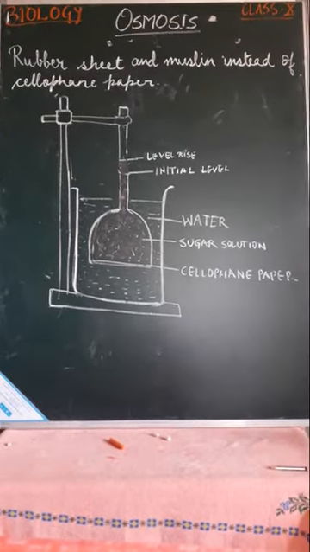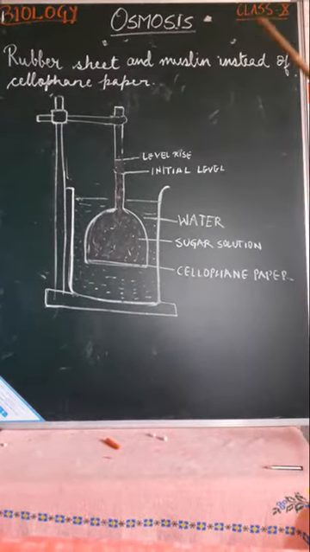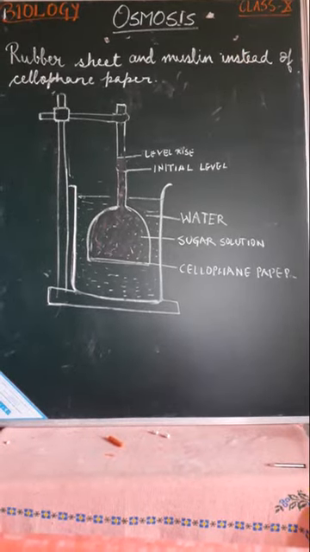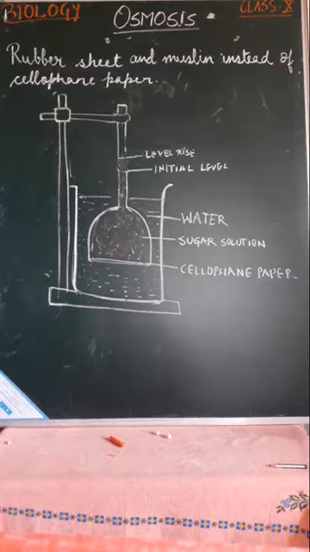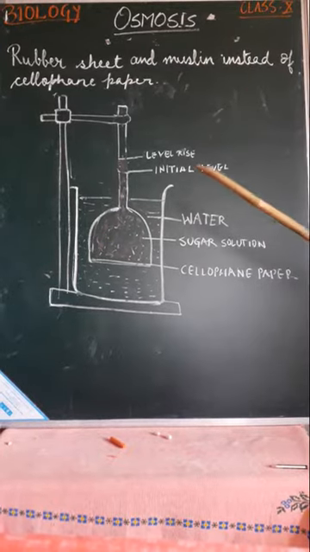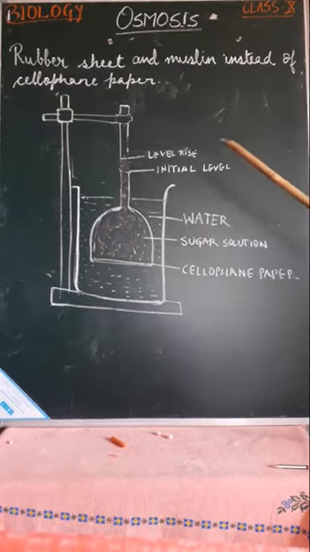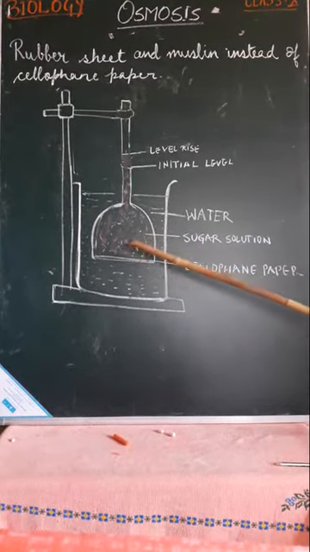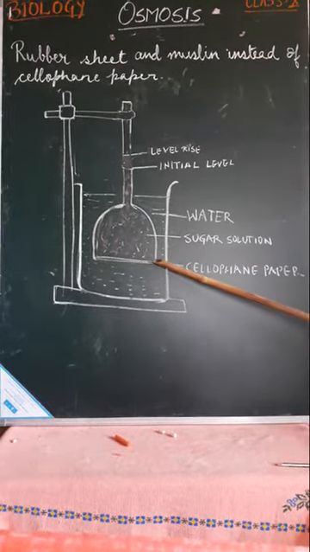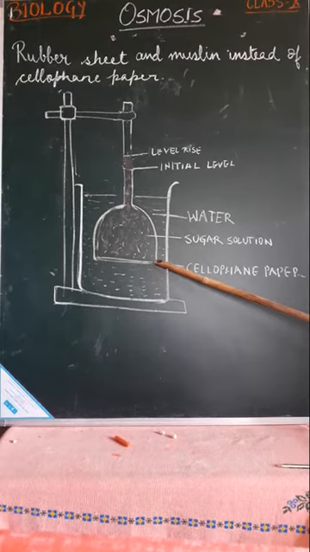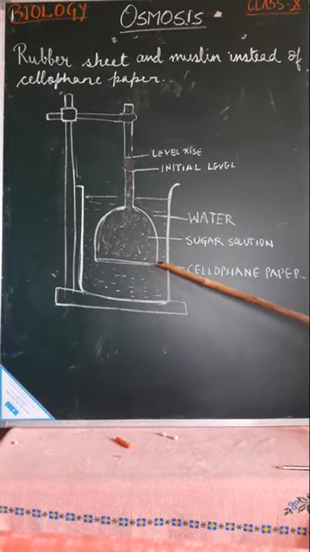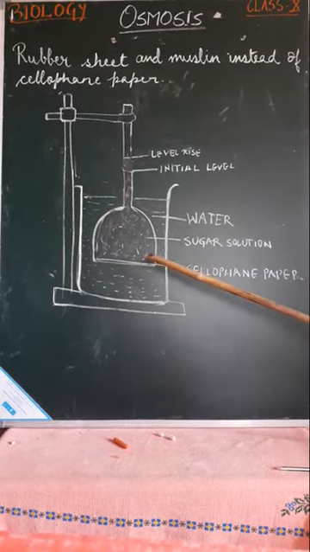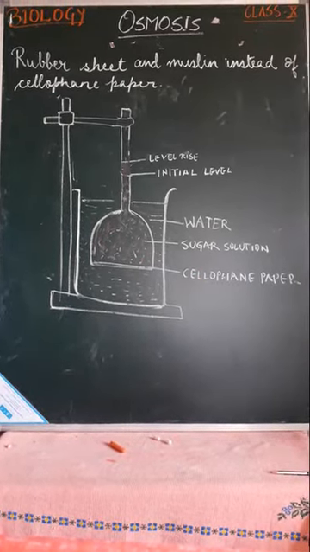Already we have seen the experiment on osmosis, how this process takes place. One experiment I have also shown to you. The water molecules move from lower concentration to higher concentration when both are separated by cellophane paper or egg membrane or animal bladder, etc., which acts like a semi-permeable membrane.